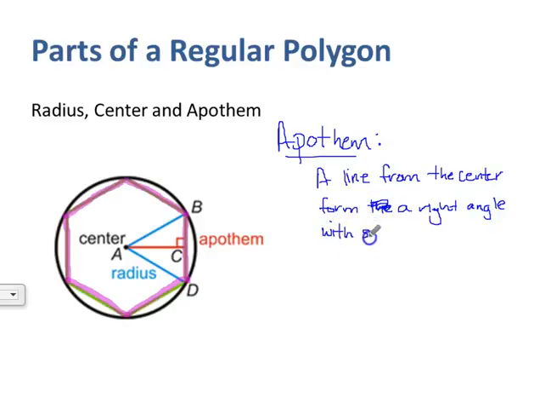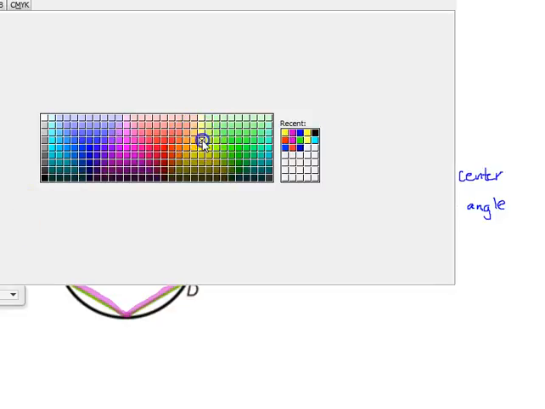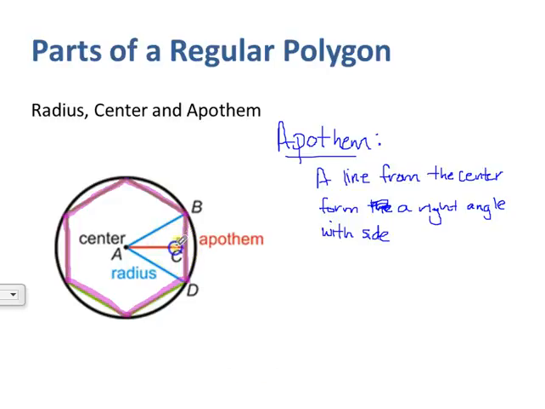Or I should say side. So an apothem is a line from the center that goes out from the center and must form a right angle with the base. So that's what an apothem is. It forms a right angle with the base.